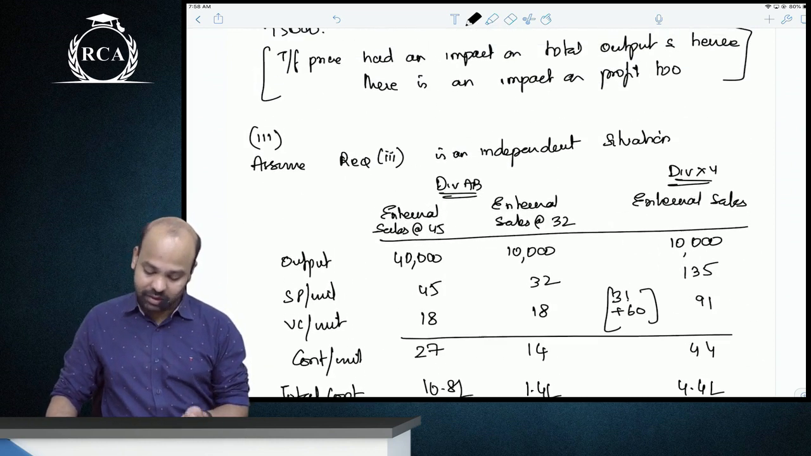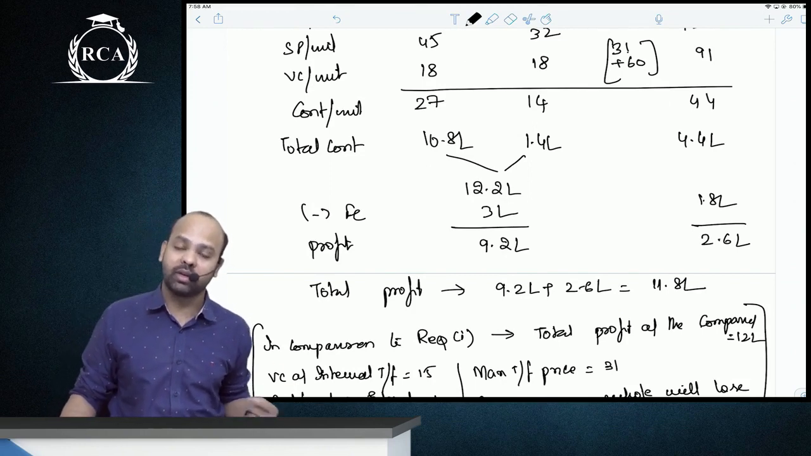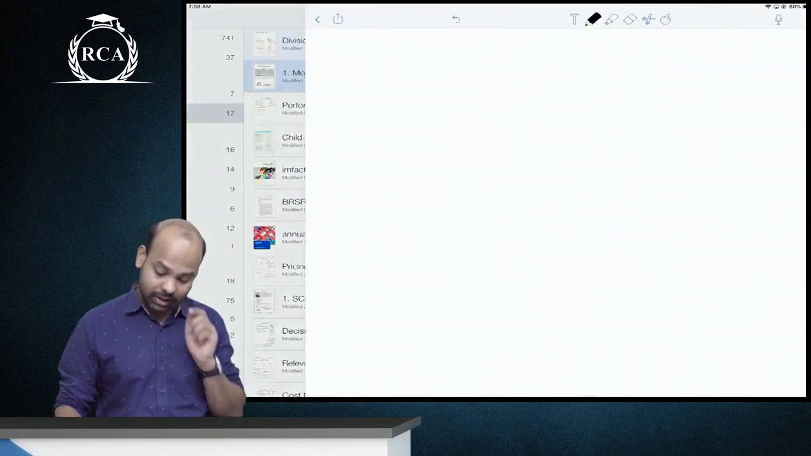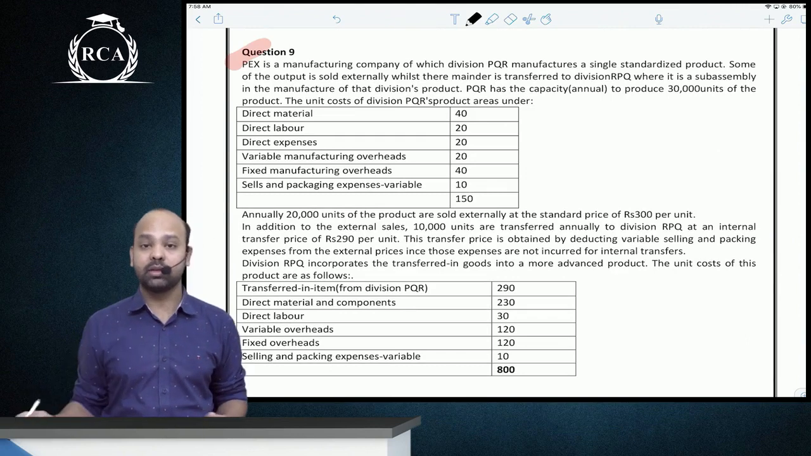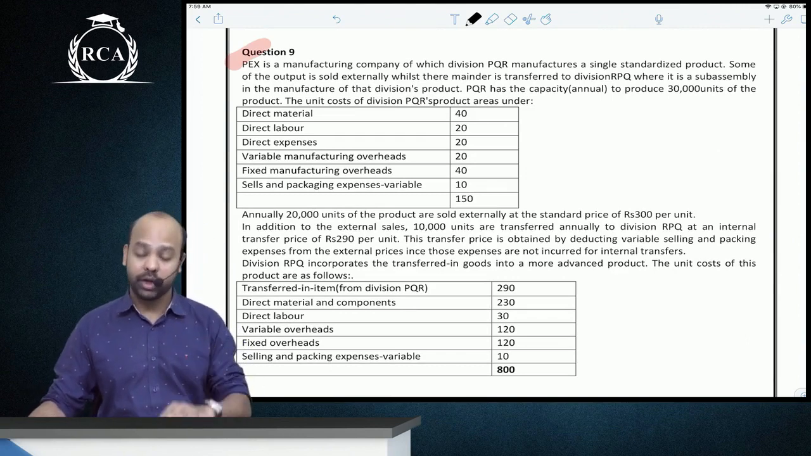And for this third bit, guys, because the wording used is like instead of internal transfers you can sell it in the external market, that means there's an opportunity cost for those 10,000 units. Understood sir. Someone might argue, but in the third bit, sir, what if we can also additionally sell 10,000 units in the external market? Therefore, beta, take it as independent.